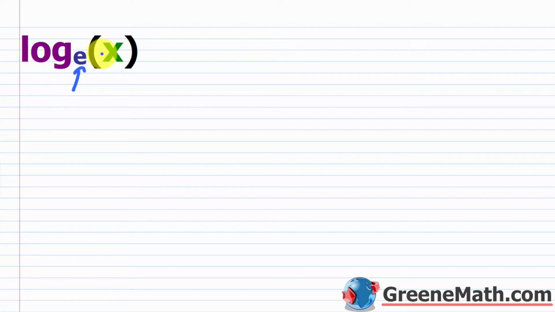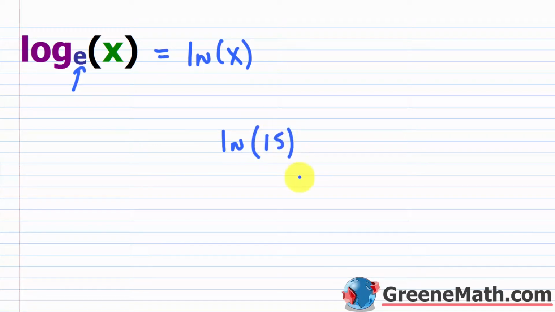So log base e of x, we can write this in a shorthand notation by saying ln for the natural log of x. And if you wanted to calculate the natural log of some number, let's say 15, for example, you'd hit the ln key on your calculator, and then when the parentheses come up, just put 15 in, and hit enter. And in this case, you get approximately, because this is an irrational number, 2.708.